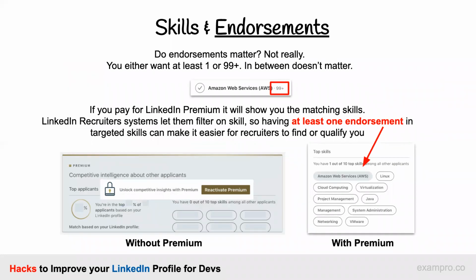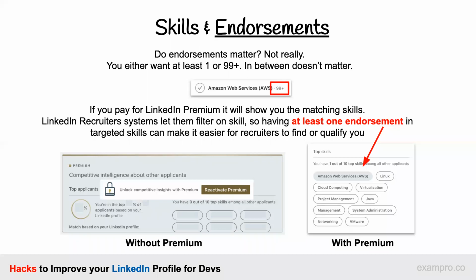You either want to have one or at least 99 plus, okay? The reason why you want to have 99 plus is that if you are like an influencer like me, it looks good, right? But for everybody else, you just want to have at least one. The reason why is that when recruiters are using the system, because there are different types of LinkedIn accounts, they have to filter candidates really easily, right? One of the mechanisms that LinkedIn gives them is to filter based on top skills. So if you have at least one endorsement, now you check that box.